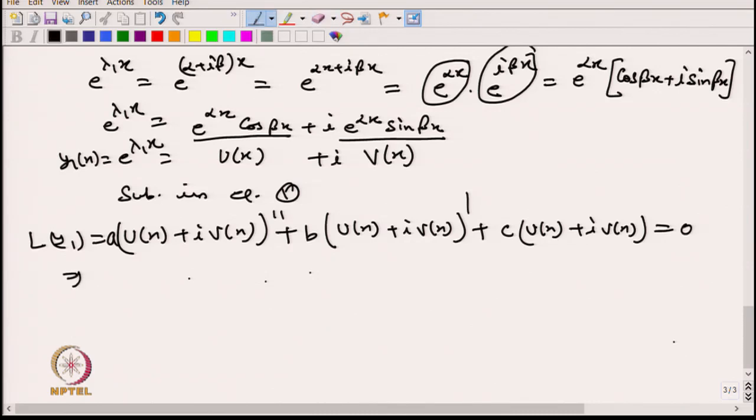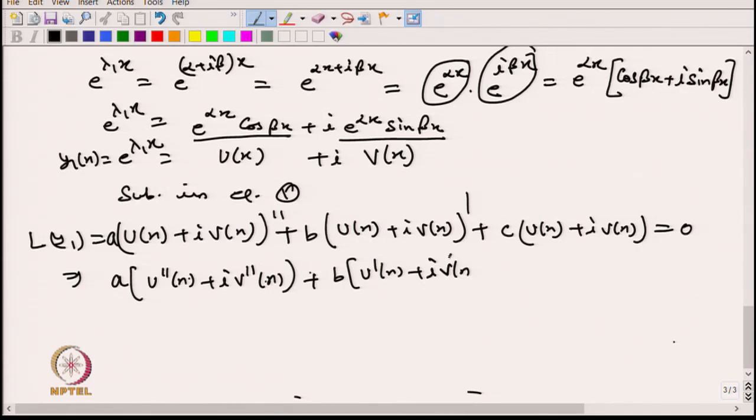From here, if I further simplify and take the derivatives, this becomes a u double dash x plus I v double dash x, plus b u dash x plus I v dash x, plus c times u of x plus I v of x, and that is equal to 0. Now, I separate the real part and the imaginary part.